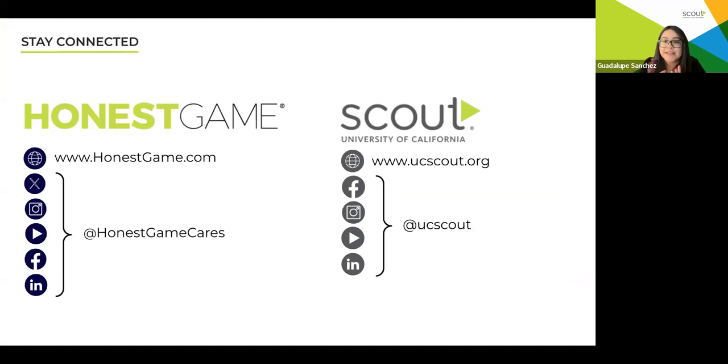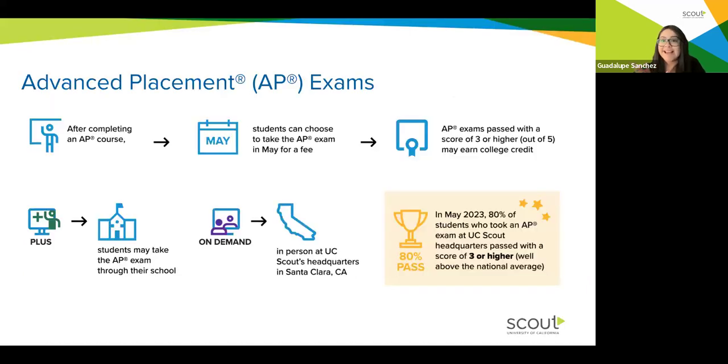Now, I wanted to end this presentation on a high note. One of the things that we're really excited about at UC Scout is our pass rate for AP exams. Last year, in May of 2023, 80% of students that took an AP exam at our headquarters at UC Scout passed with a 3 or higher, and that's well above the national average. So we are so proud of our students, and of course so proud of our teachers for providing that strong foundation for students to be successful. So we are just excited, overall, to have such amazing students that are being so successful in those AP courses and therefore those AP exams.